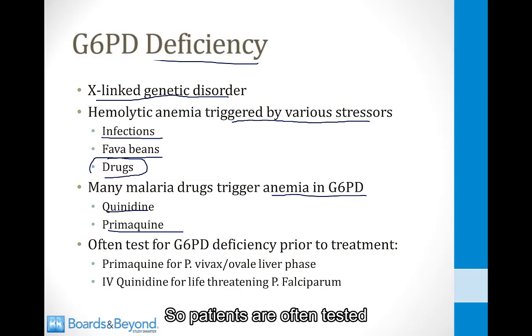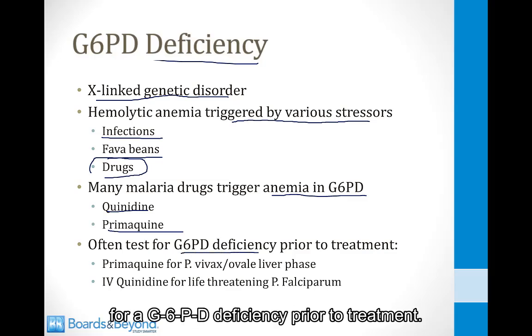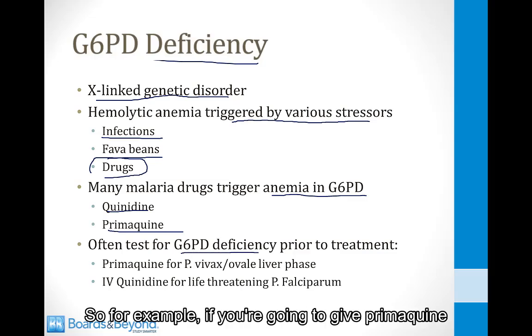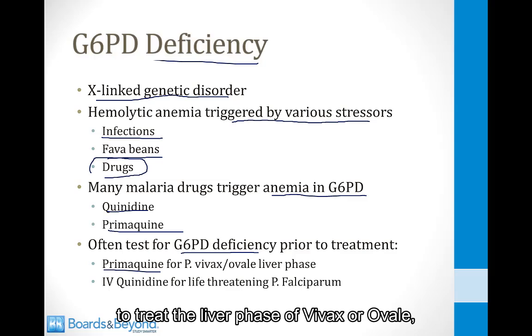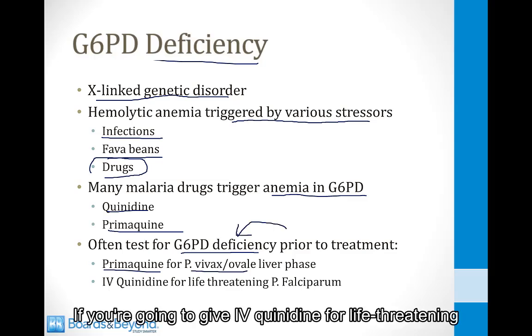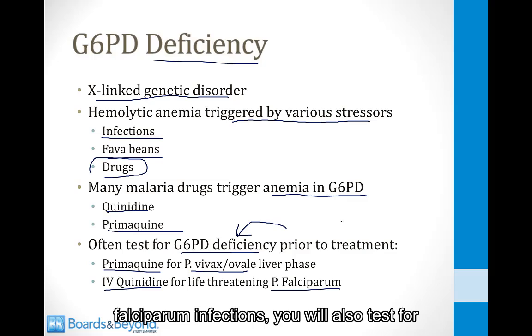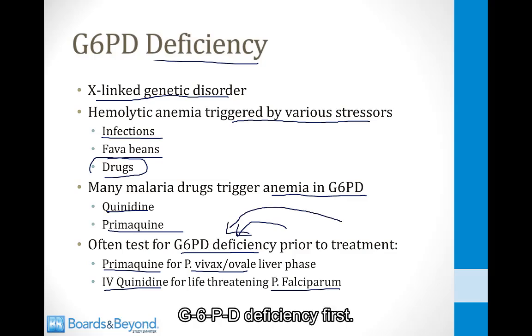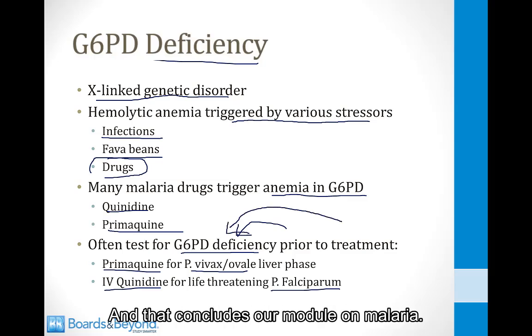So patients are often tested for a G6PD deficiency prior to treatment. So for example, if you're going to give primaquine to treat the liver phase of Vivax or Ovale, you will often test for this disorder. If you're going to give IV quinidine for life-threatening falciparum infections, you will also test for G6PD deficiency first. And that concludes our module on malaria.